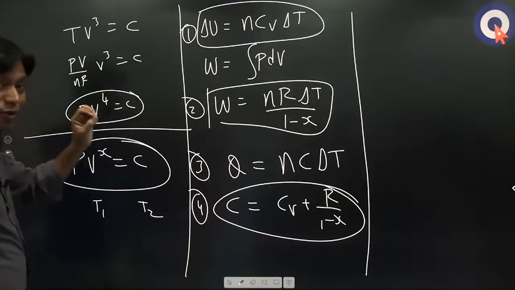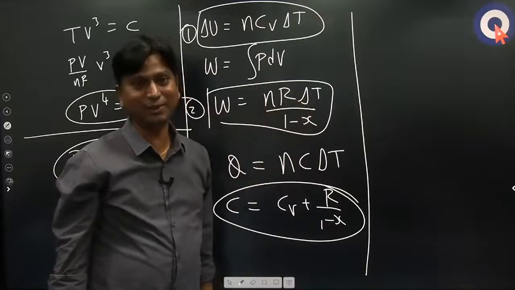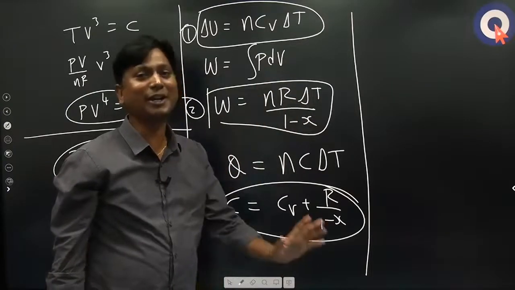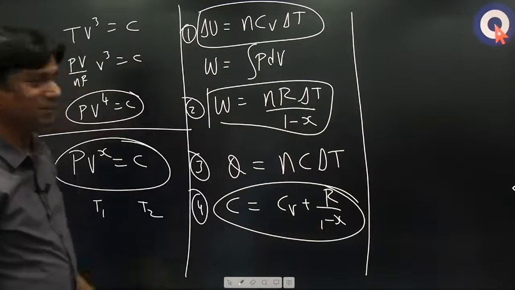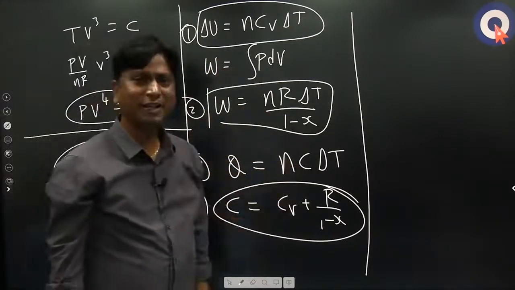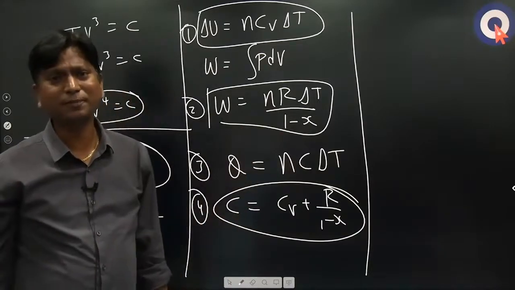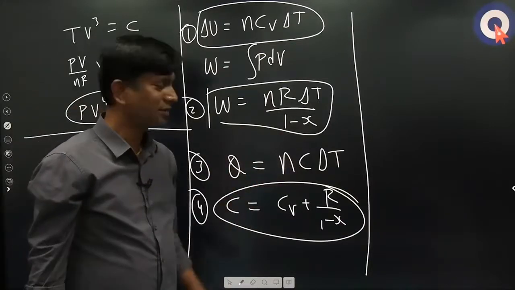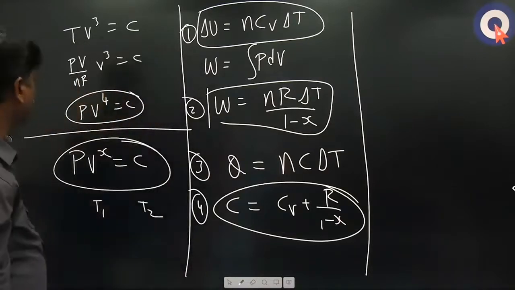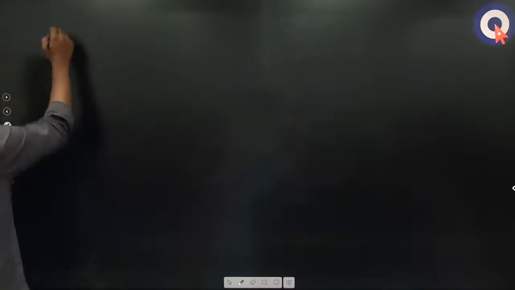Whenever the questions come in graphs, actually they are the easiest questions in thermodynamics. Because we know these things nicely: the work done in each process, and the heat transferred in any process, right? Okay. Now, one more thing we have to observe.